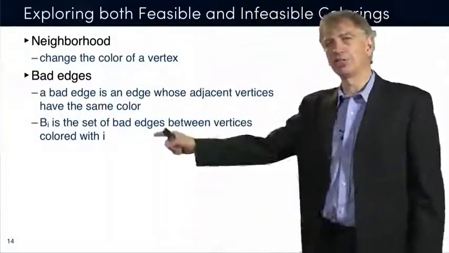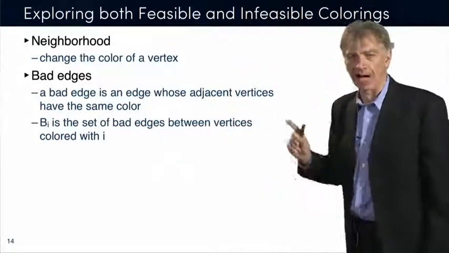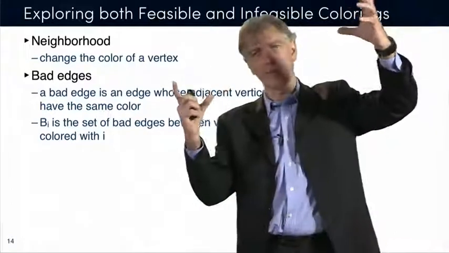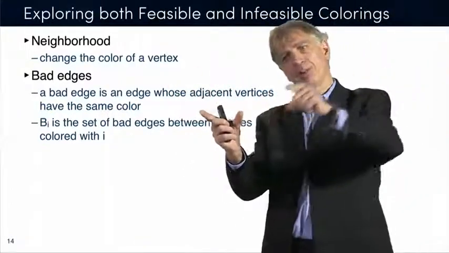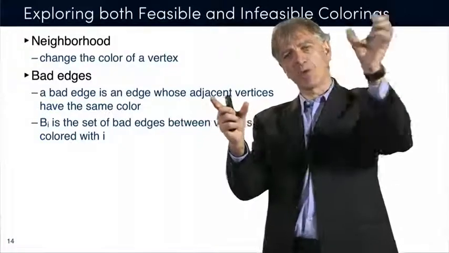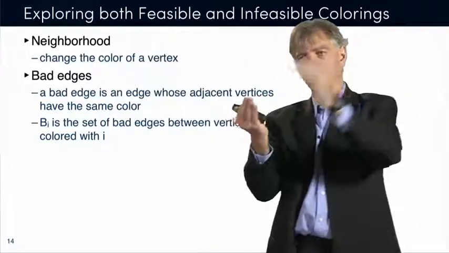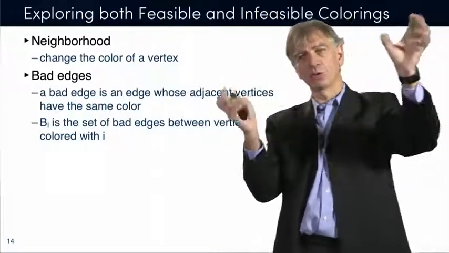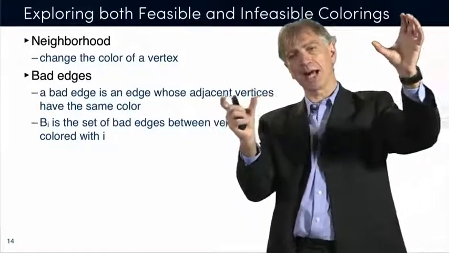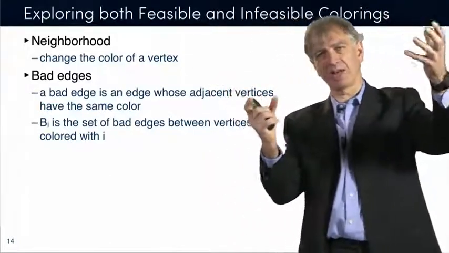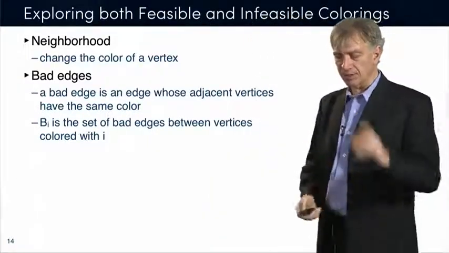And I'm going to denote by B_i the set of bad edges which are colored with color i. So I have two vertices, and for having a bad edge, I need these two vertices to have the same color. That edge is considered a bad edge of color i. I look at all my graph and at all the pairs of vertices that are connected by an edge and colored by i. I know that these are basically violations, and B_i is the set of those edges. So that's the concept of bad edges.